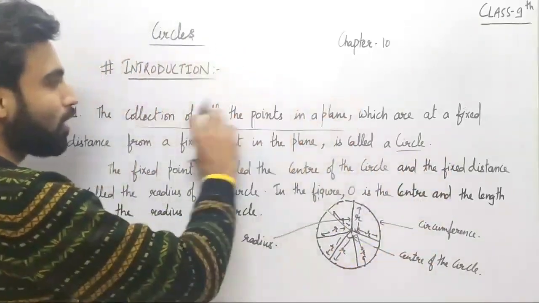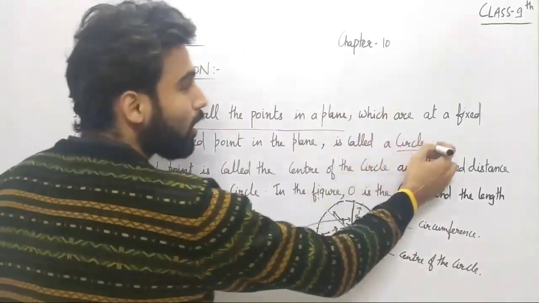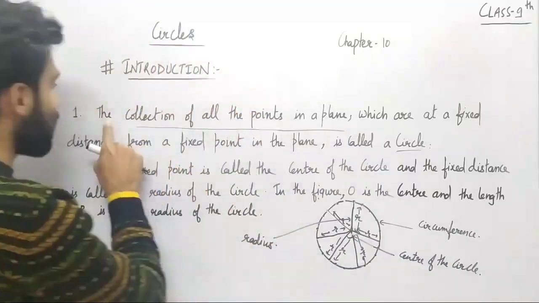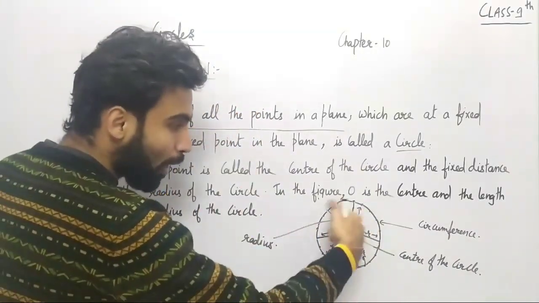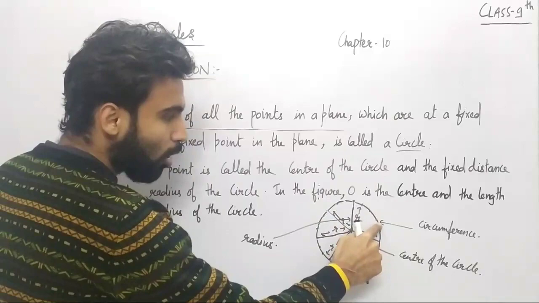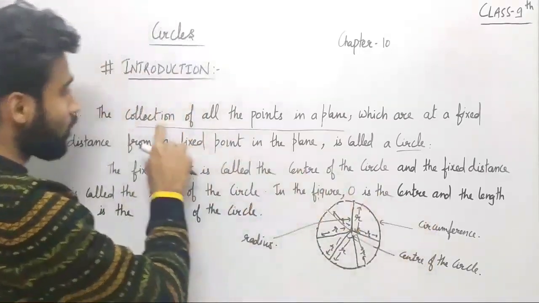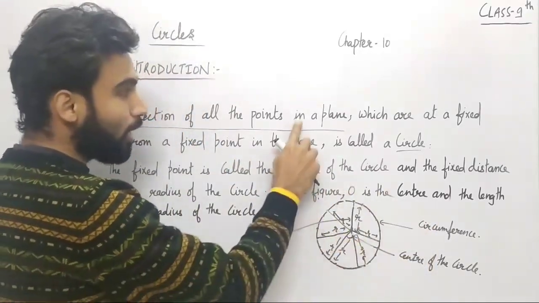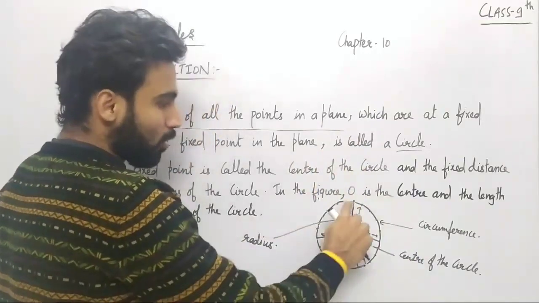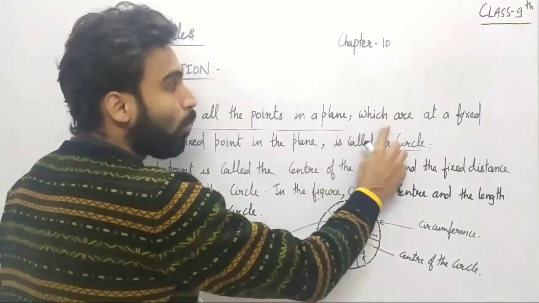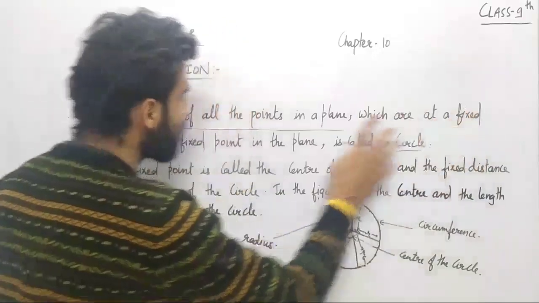You can see the first statement written here is the definition of the circle. आप देख सकते हैं यहाँ पे the collection of all the points. You can see these are all points which are lying on the circumference. So the collection of all the points in a plane. So this is a plane. So the collection of all the points in a plane which are at a fixed distance.